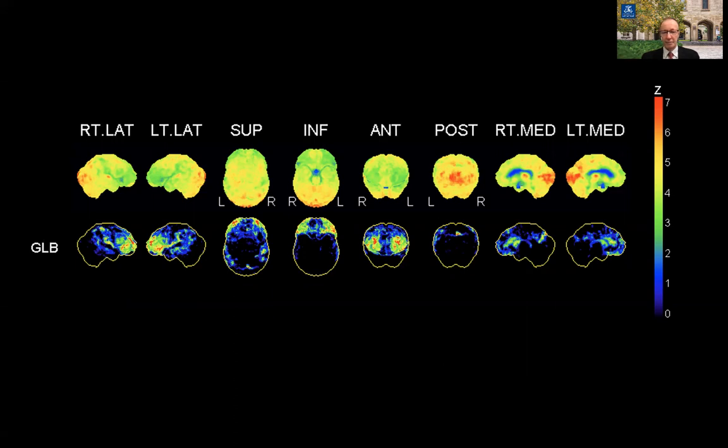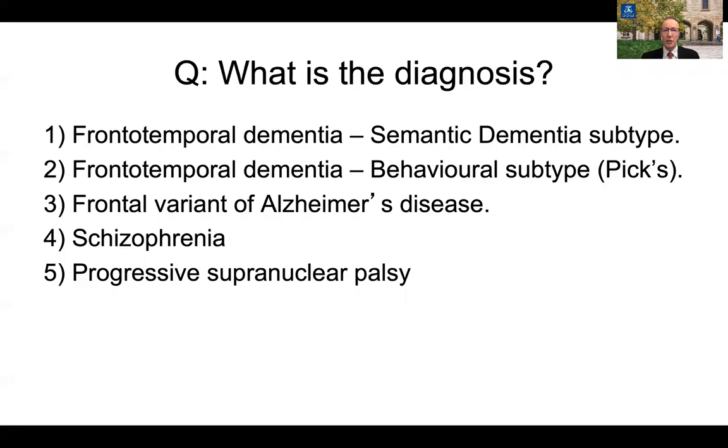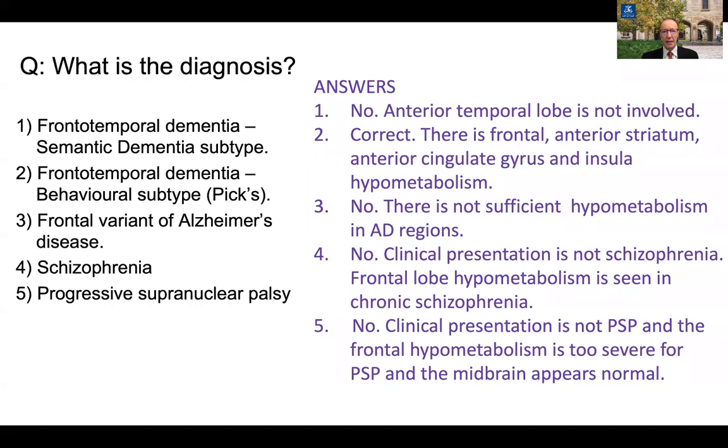Here are the questions. What's the diagnosis? Frontotemporal dementia of the semantic subtype, frontotemporal dementia of the behavioural subtype, frontal variant of Alzheimer's disease, schizophrenia, or progressive supranuclear palsy. And here are the answers.